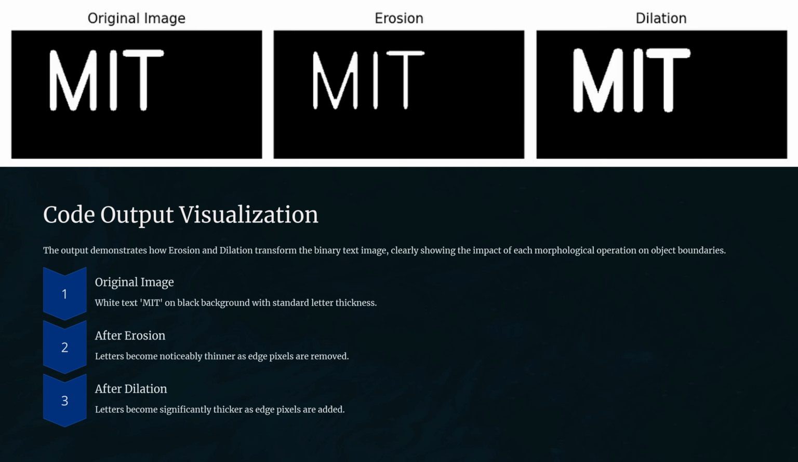Here are the results from the code. On the left, you can see the original image, the text MIT in white. In the middle, you see the eroded version. The letter becomes thinner because boundary pixels are removed. On the right, you can see the dilated version. The letter becomes thicker as new pixels are added along the boundaries. This clearly shows how erosion shrinks and dilation expands the shapes.